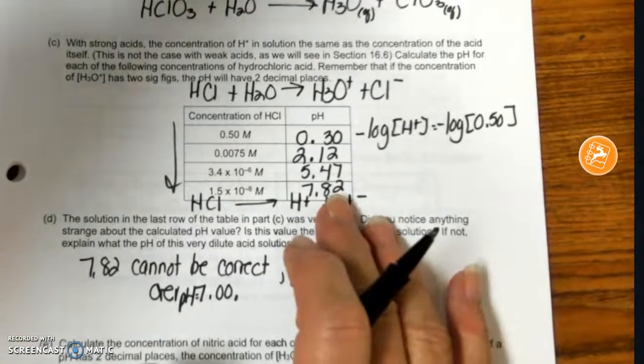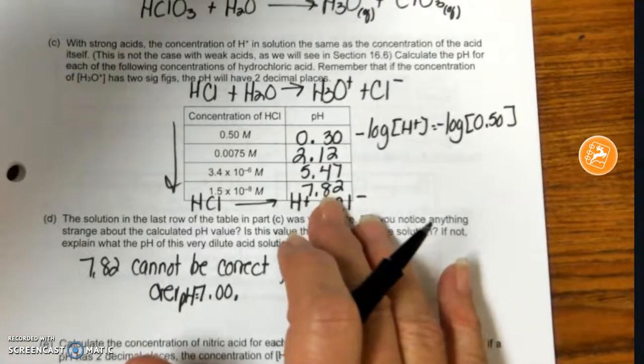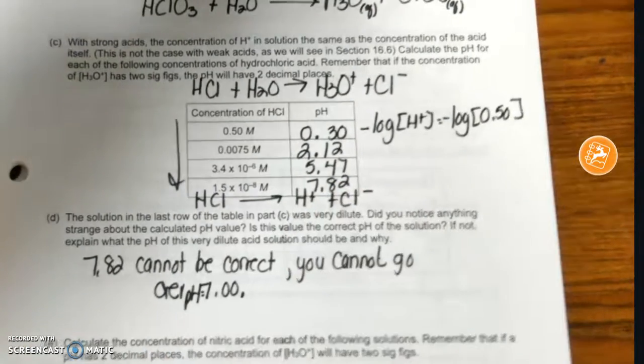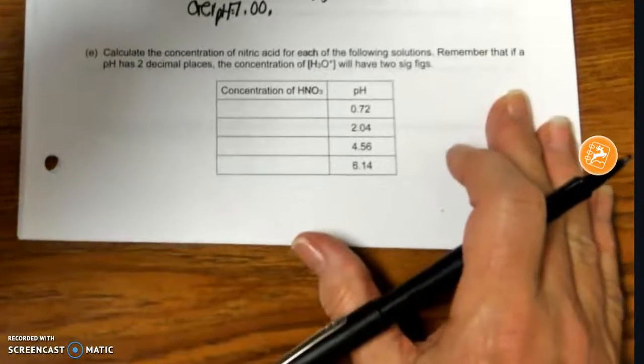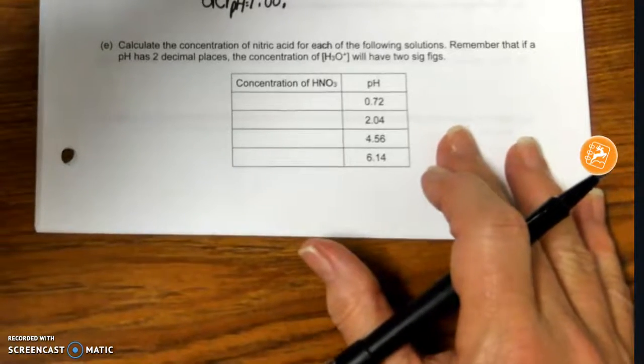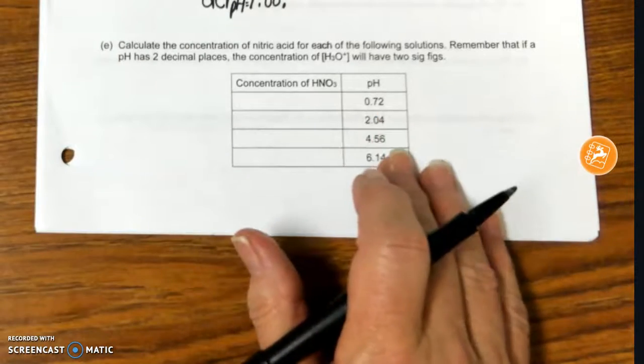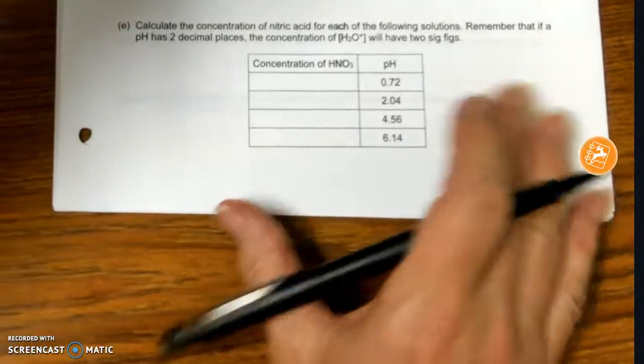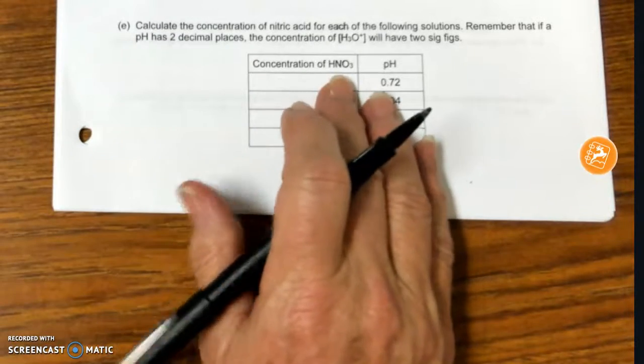Remember, this is a calculation, not a measurement. If I measured it, it would measure at about 7. All right, let's do the same now. If I have the pH, I can also calculate the concentration of the acid.